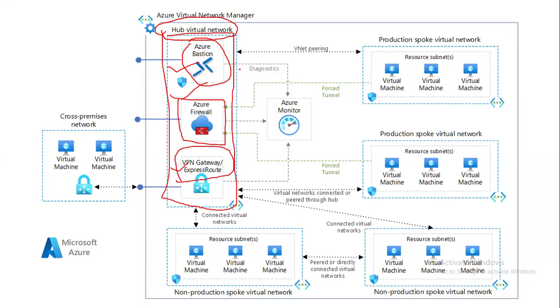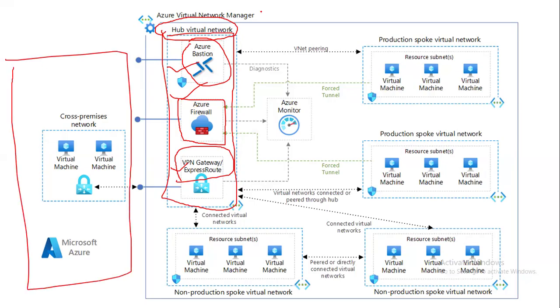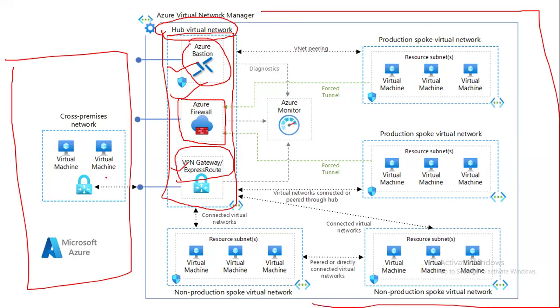Now let's take an example. This is your on-premises, and this is your network there in the cloud. So, in a simple way, we know that if I want to connect any on-premises or cross-premises network, what do I have to do?